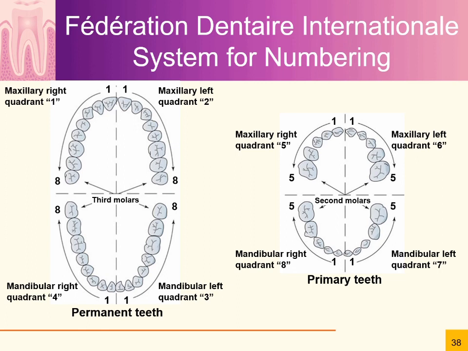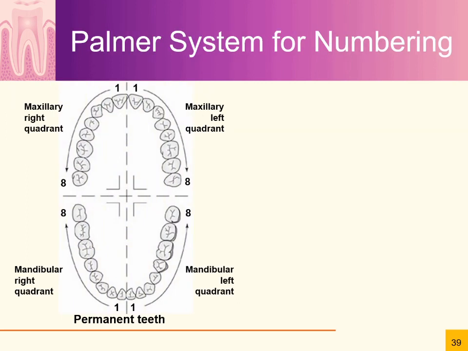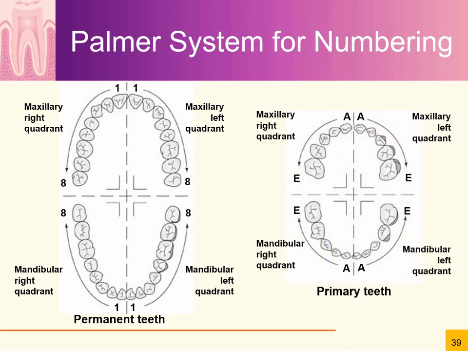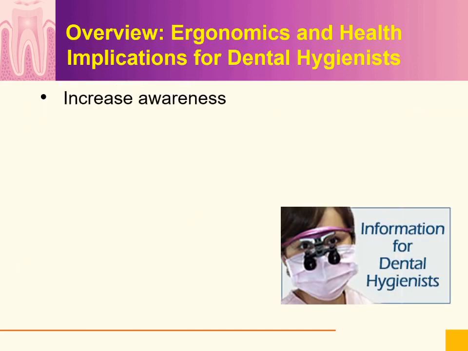Right: 8, 7, 6, 5, 4, 3, 2, 1, 1, 2, 3, 4, 5, 6, 7, 8. Upper. Lower: 8, 7, 6, 5, 4, 3, 2, 1, 1, 2, 3, 4, 5, 6, 7, 8. Left.